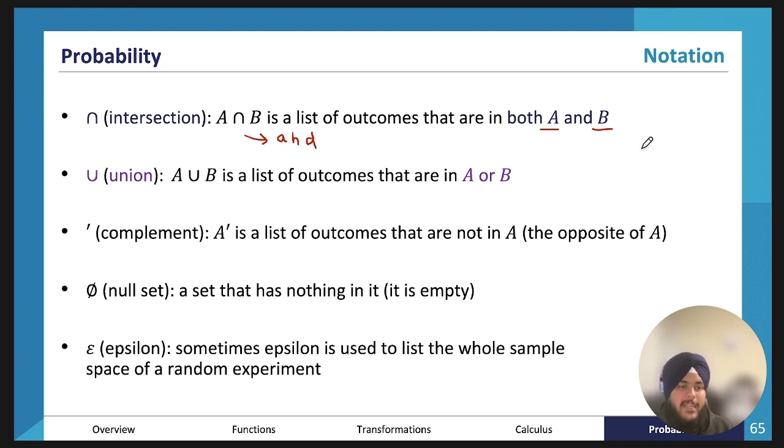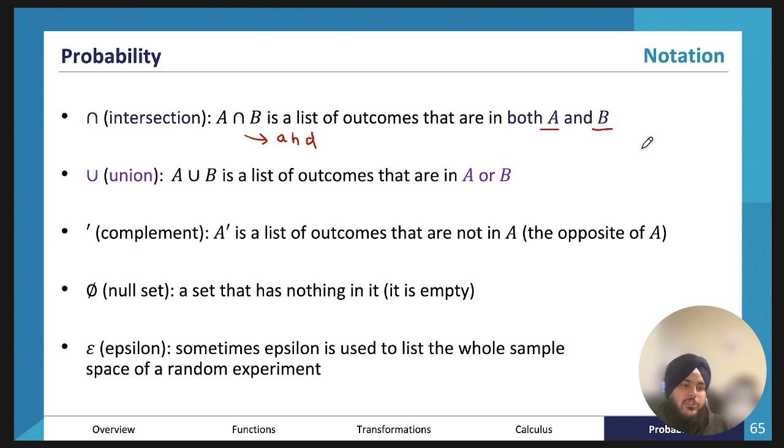However, A or B is just all the elements either in A or in B. So if we're using the exact same example, it would be all the numbers 2, 4, 6, 3, 6. All those numbers will be part of this set now, as opposed to just being 6.